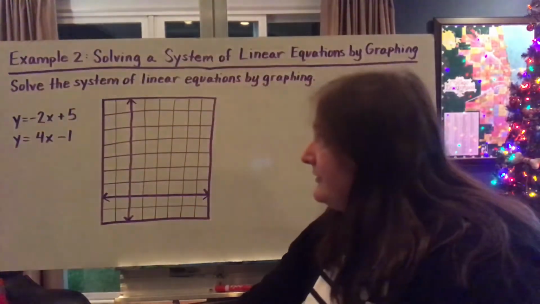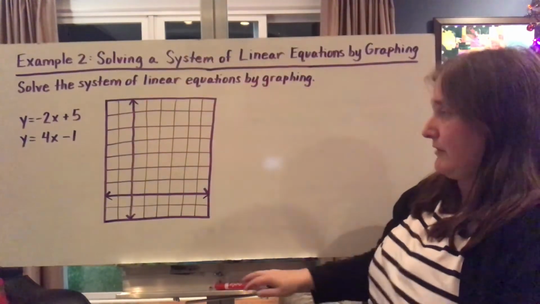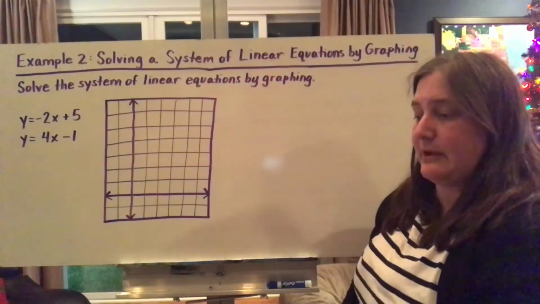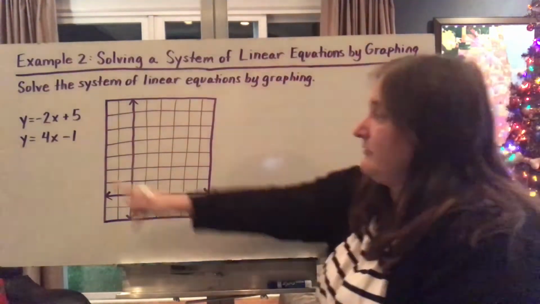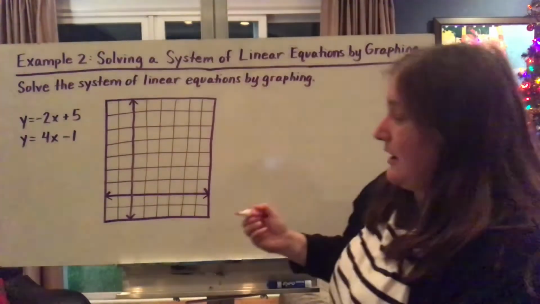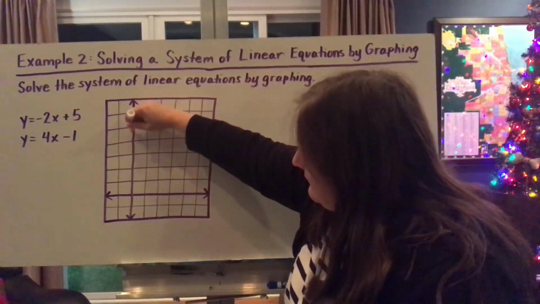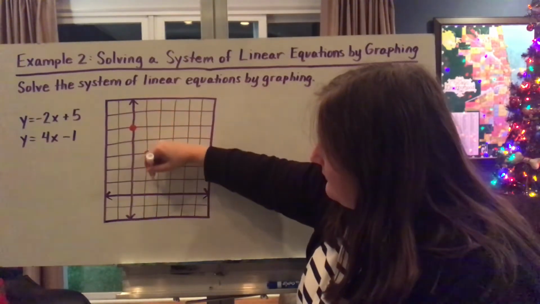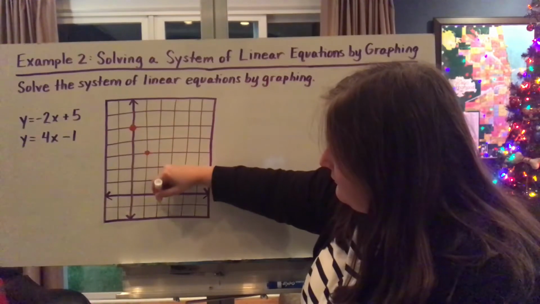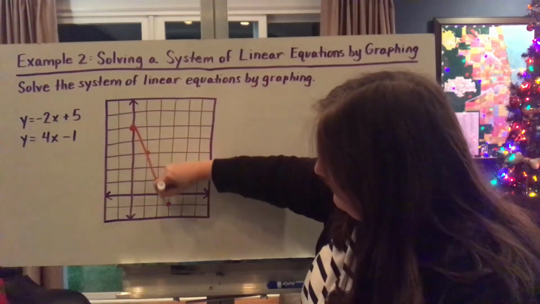So let's take a look at this system here. So we're being asked to solve this system by graphing. So the first thing I have to do, step 1, graph each equation in the same coordinate plane. So I'm going to start with this first equation up here. It's got a y-intercept of 5 and a slope of negative 2. So down 2 over 1, down 2 over 1, down 2 over 1, and then I'm going to connect these points.